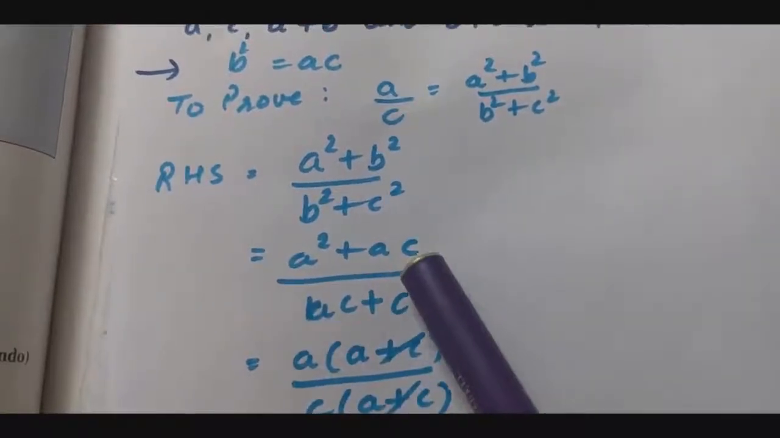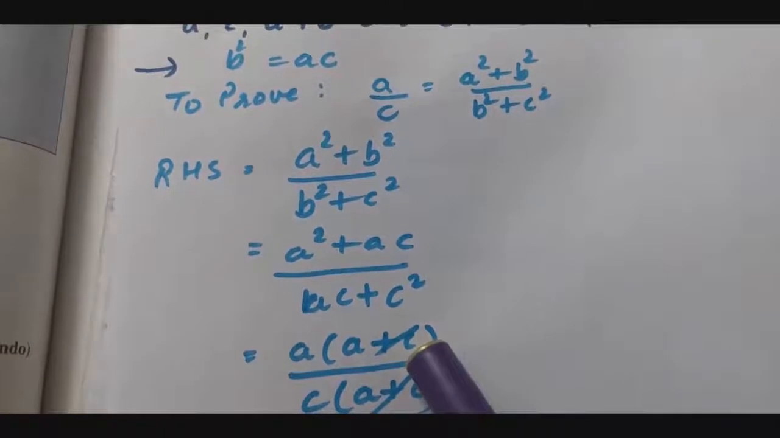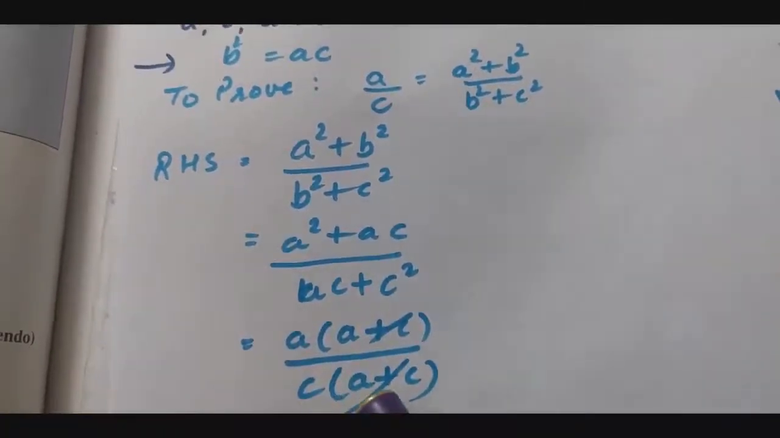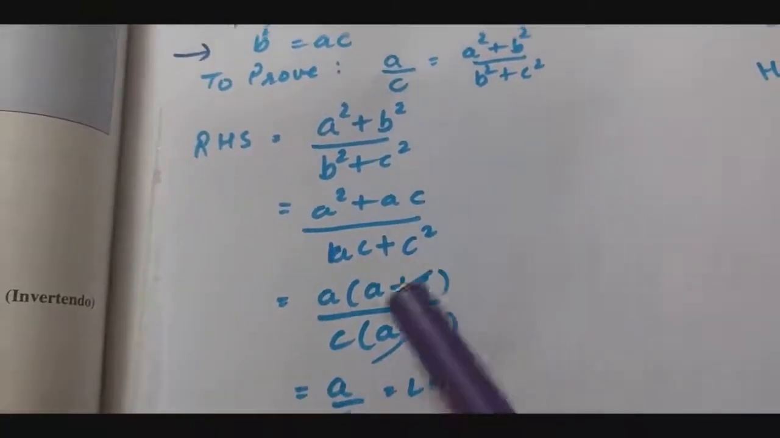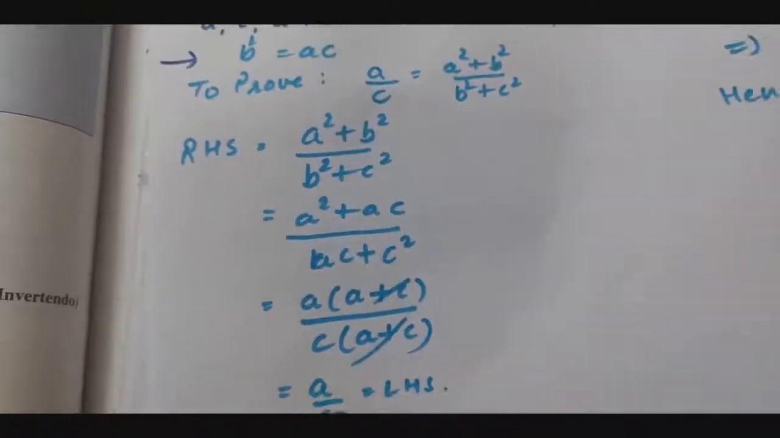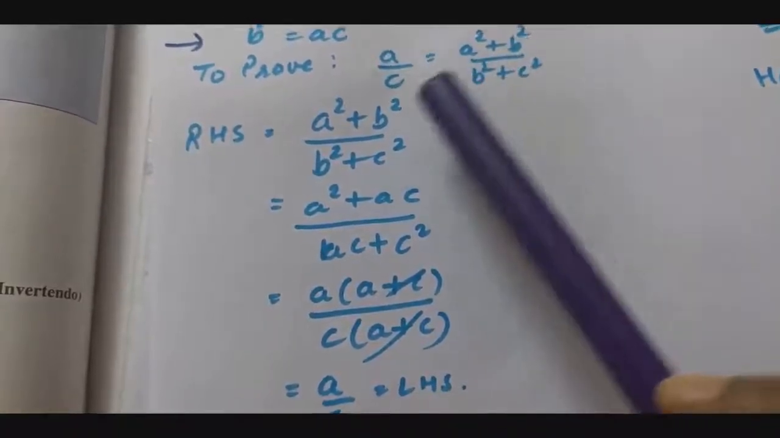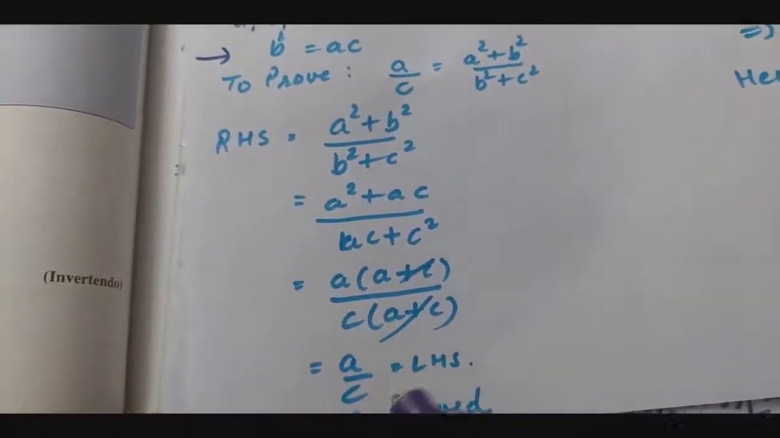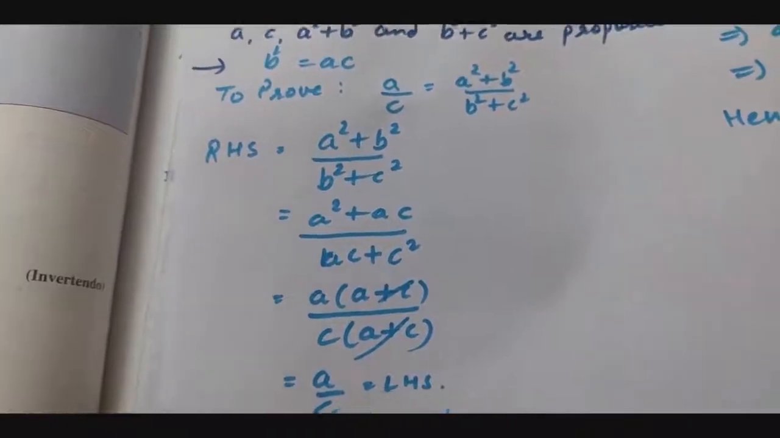Now from numerator take A common, so we left with A plus C, and from denominator take C common, so we left with A plus C. Cancel both brackets, so we left with A by C, which is your left hand side. So from right to left we can prove this and show left hand side is equal to right hand side. Hence our proof is completed.